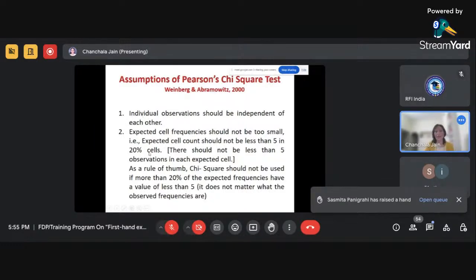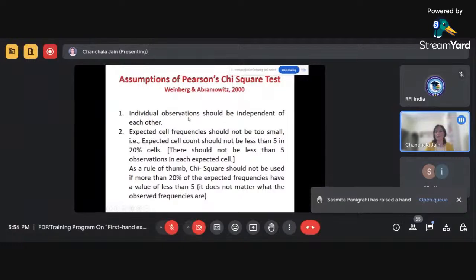The second assumption says expected cell frequencies should not be too small. That is, the expected cell count should not be less than 5 in more than 20% of cells. So in at least 80% of cells, the expected frequency should not be less than 5. And if it is less than 5 in more than 20% of cells, then according to the thumb rule, you should not report the chi-square test, and instead you should go for Fisher's exact test. So these were the two important assumptions you need to test.